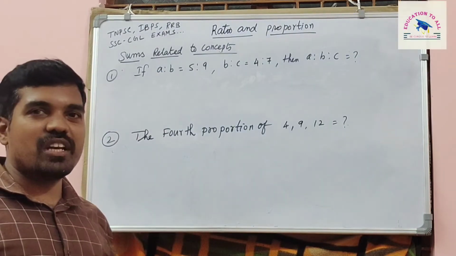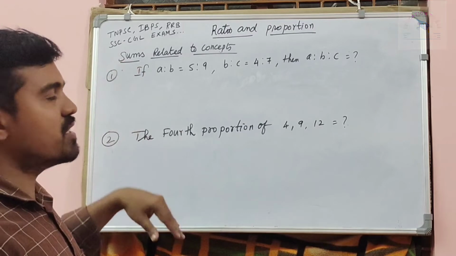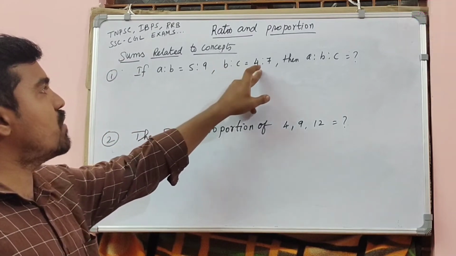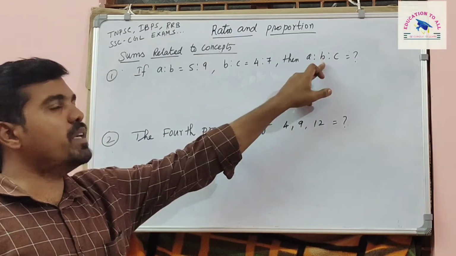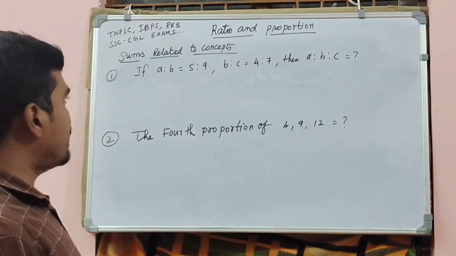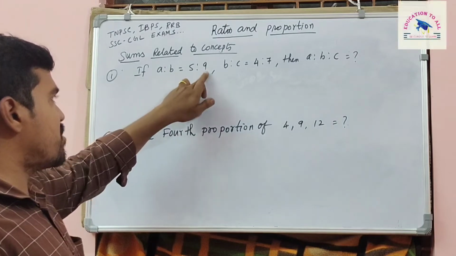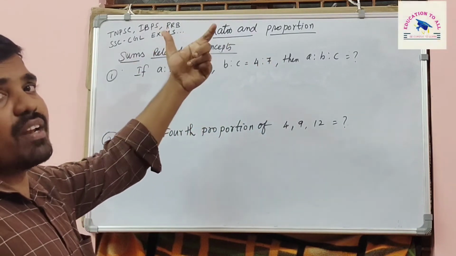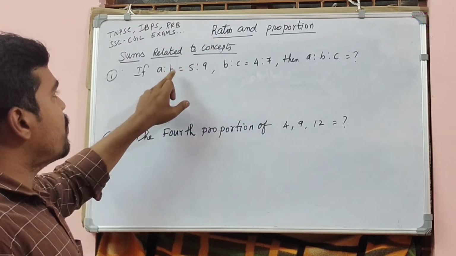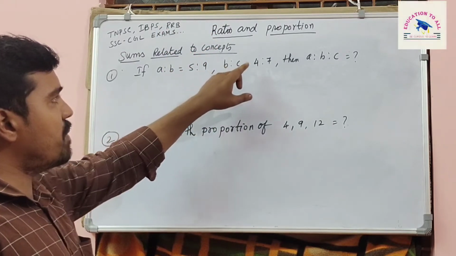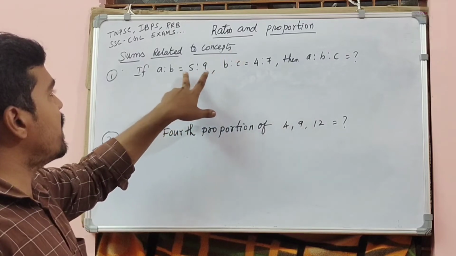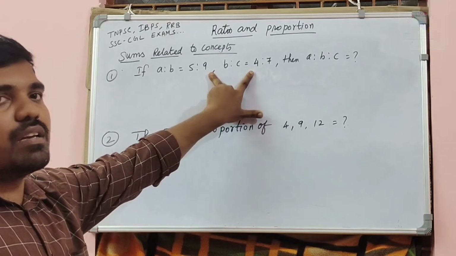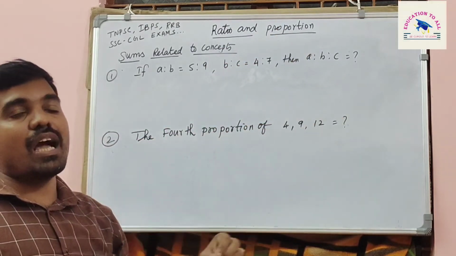So here are some sums related to the concepts which we discussed. If A is to B equal to 5 is to 9 and B is to C equal to 4 is to 7, then A is to B is to C is the question. So here you can observe A is to B is 5 is to 9, and B is to C, which is continuing, is 4 is to 7. In what way can you think? Here the B value is 9, here the B value is 4. If I make the B values equal, 9 and 4, then I will be able to find A is to B is to C. How can I make it equal?